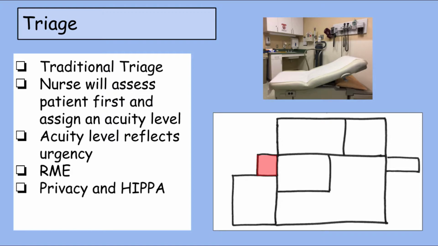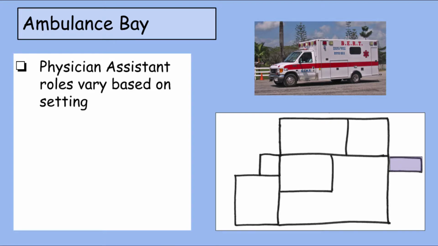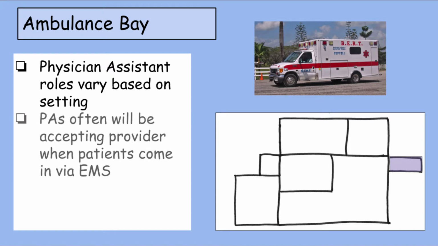Obviously, you worry about privacy and HIPAA, and ERs are obligated to try to do their best to protect somebody's privacy. But often it's difficult when you have a chaotic scene that sometimes happens in ERs. And sometimes beds are separated by just a curtain. The ambulance bay. So physician assistant roles will vary based on setting. Some ERs will have the PAs rolling through the main ER, and they can actually accept ambulance patients.